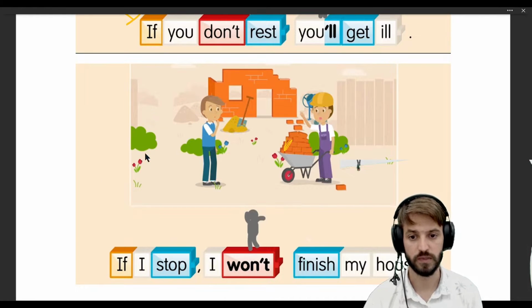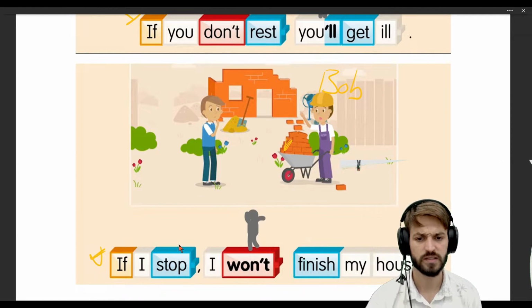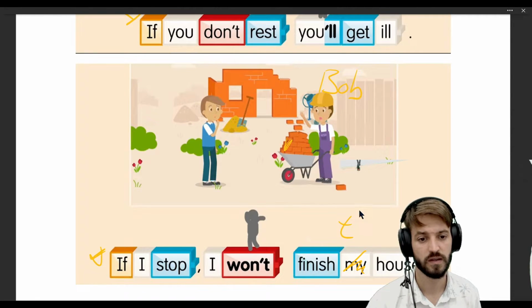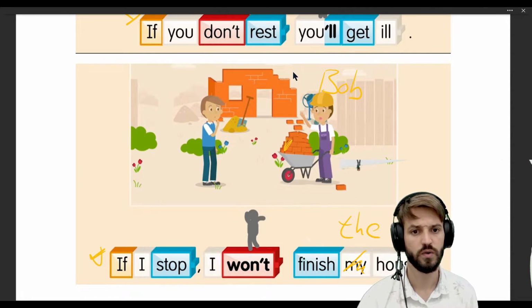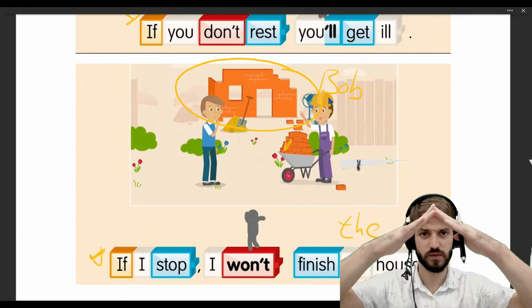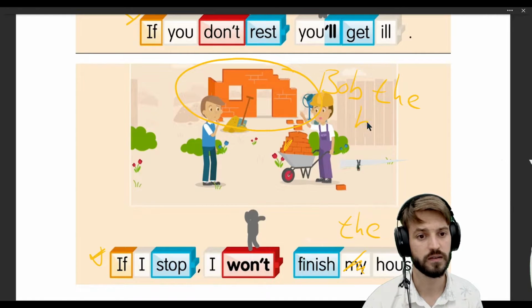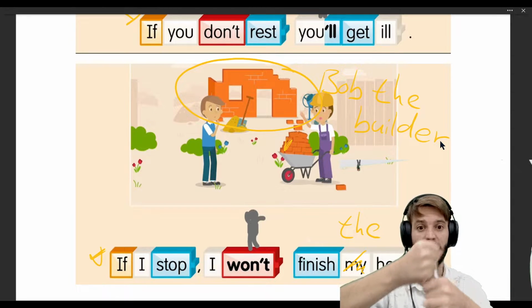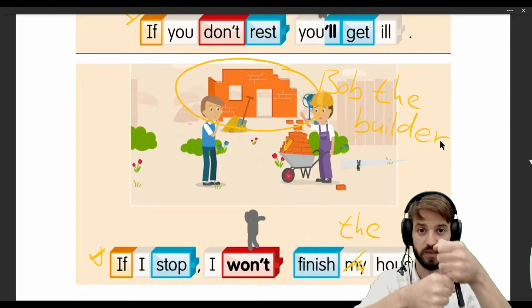Okay, question number three over here. Bob says, if I stop, I won't finish the house. I'm going to change this to the house. Question number three. Whose house is Bob the Builder building? Question number three. Whose house is Bob the Builder building?